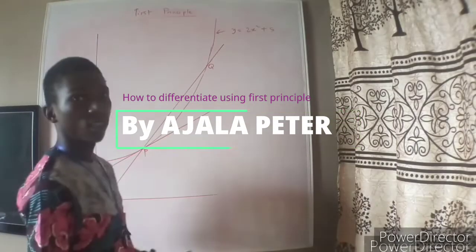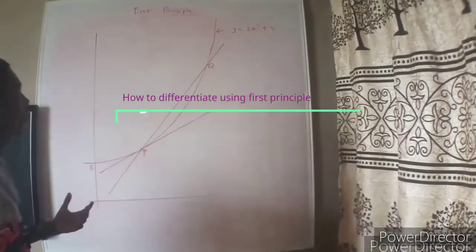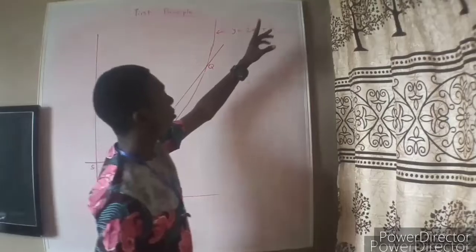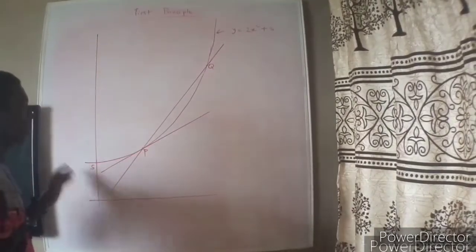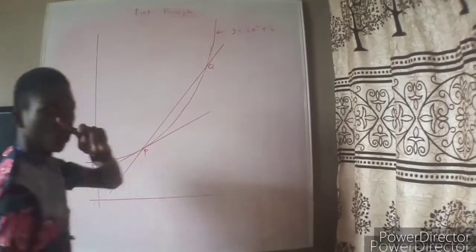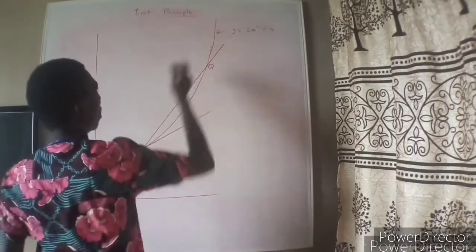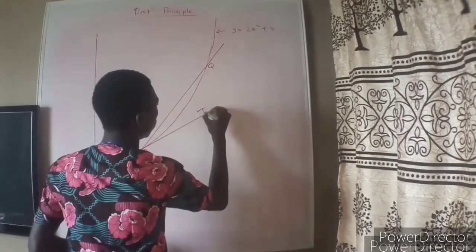Ladies and gentlemen, today we shall be dealing with first principle. Now we are given a function 2x squared plus 5, and this is the curve of the function, whereby we have 2 points on it. We have the point P and the point Q, which are connected together, and also we have a tangent of P.